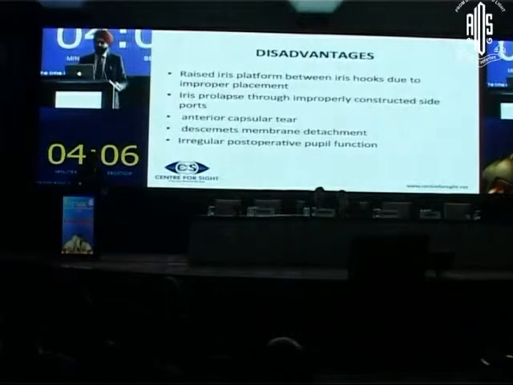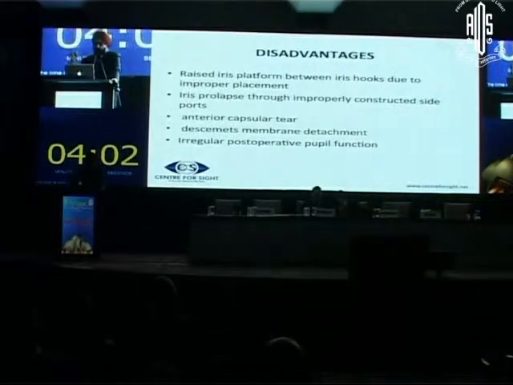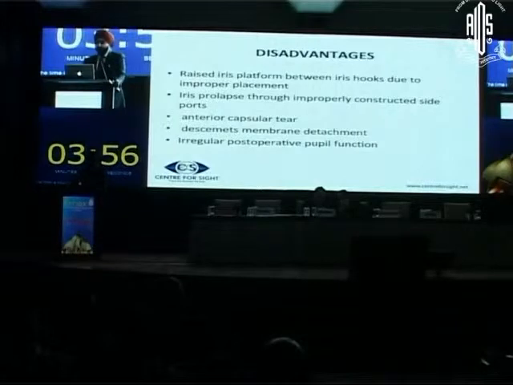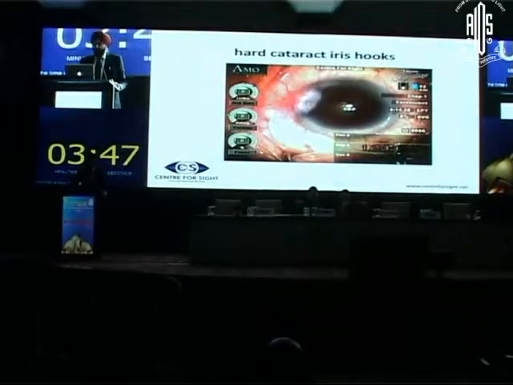Now the disadvantages of the hooks are that it raises the iris platform between the iris hooks due to improper placement. Iris prolapse can happen if you have an improperly constructed side port, and you could also tear the capsule if you are pulling it too far. Descemet's membrane detachment can happen, and the pupil can get entangled.